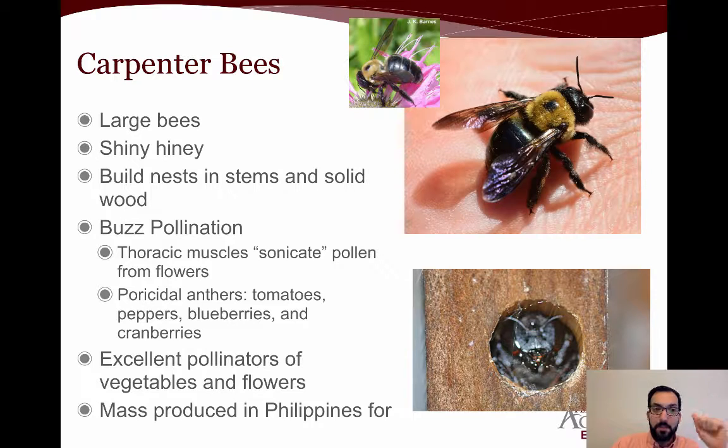We have the carpenter bee. All right, this one is very neat. They call it a shiny hiney. Okay, so it's a little bit shiny. They build nests in stems and solid wood. They do what's called buzz pollination.